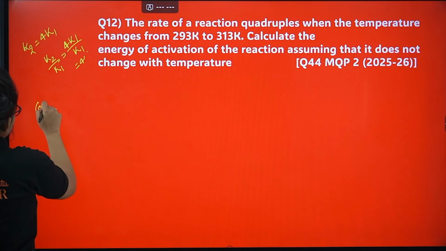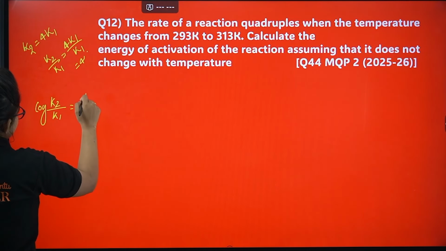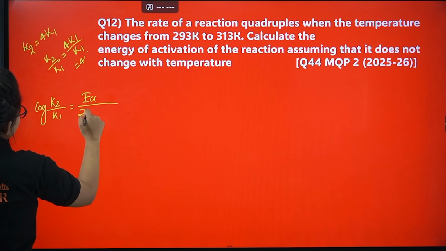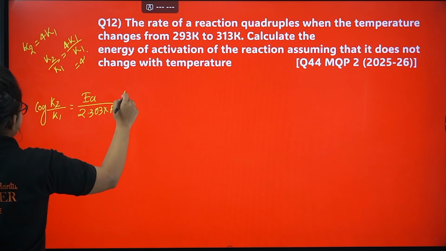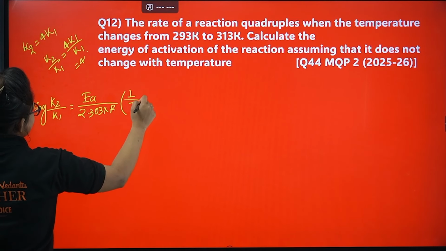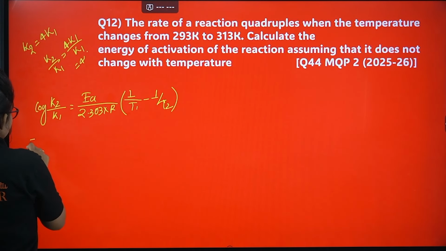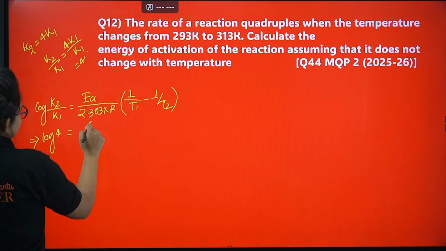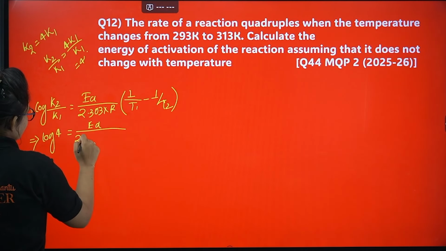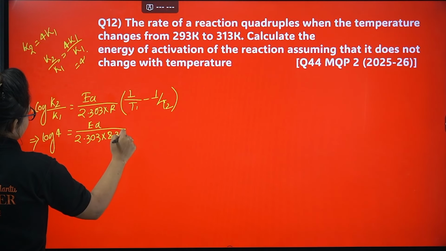Okay, so log K2 by K1, make sure you are writing the formula. EA by 2.303 into R, 1 by T1 minus 1 by T2, that's it. So let's go ahead, log 4, right? Log 4, you have to calculate EA, everything is given. 2.303 into R, the value is 8.314.